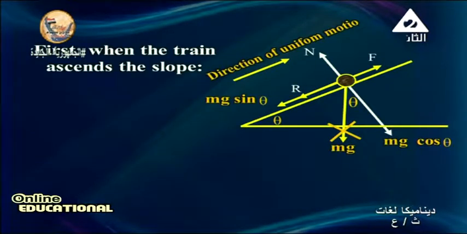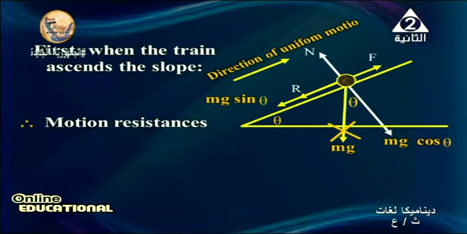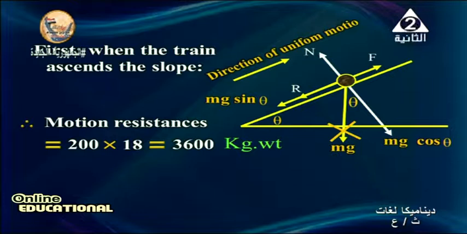Now, first case, when the train ascends the slope, the direction of motion is upward, parallel to the plane of motion, then the engine force in this case is upward and the resistance is in the opposite direction of motion, or downward. Motion resistance equals 200 times 18, equal to 3,600 kilogram weight. 200 ton times 18 equals 3,600 kilogram weight, which is the total resistance.